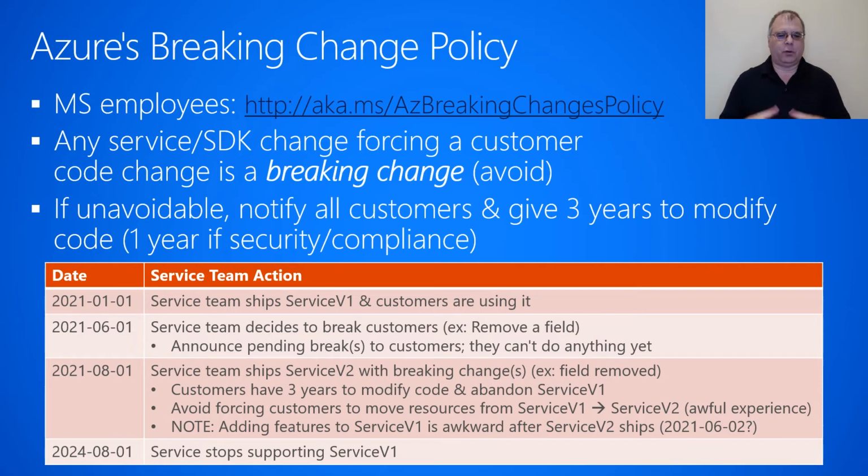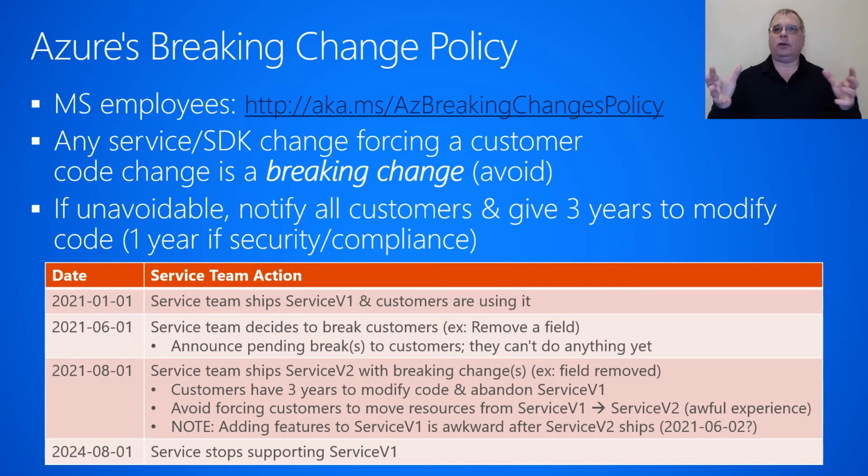So let's say that on January 1st, 2021, the service team ships version 1 of some service, and the customers are already using it. Then a couple months later, in June of 2021, the service team decides that they want to break some customers. Let's say they have a field and they really want to remove the field from the schema. So now the service team would craft a customer notification that would be sent out to customers, usually by way of the Azure blog, or all Azure subscribers could receive an email with this information in it. And this will announce the pending break or breaks to all the customers. Now, at this point, the customers can't do anything about it yet.